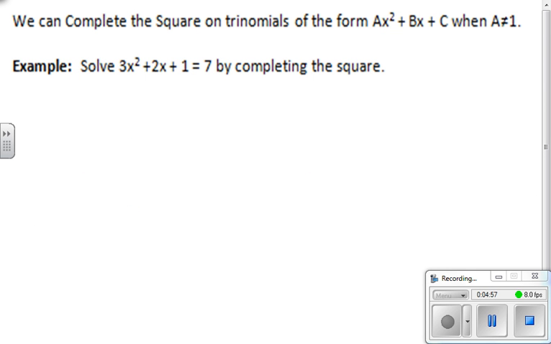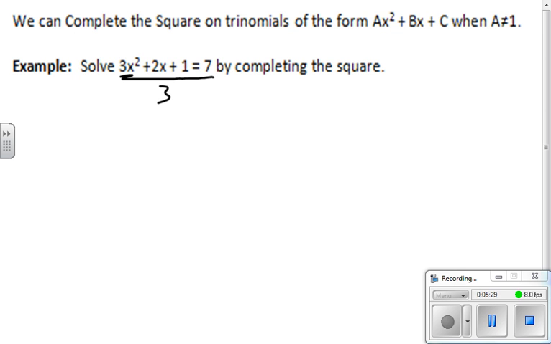Sometimes, again, normally we were working with x squared plus bx plus c. Well, sometimes we will have an a value out in front, and the a will not be 1. We can still solve by completing the square. It'll just take a little extra step here. In this case, our a value is 3. So we can divide our whole equation by 3 to get rid of that.